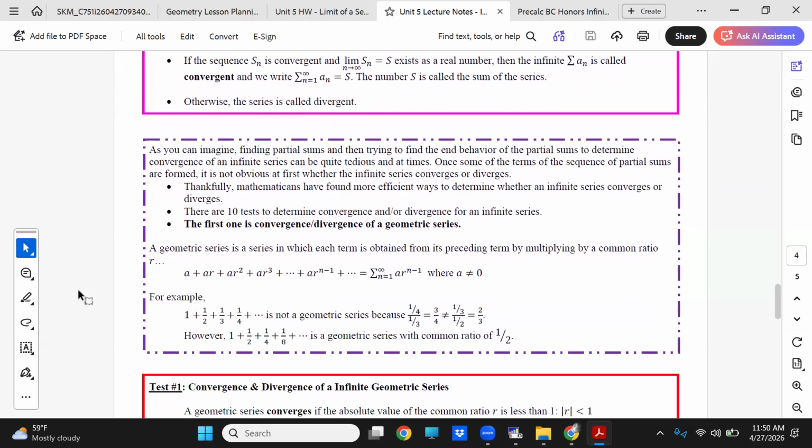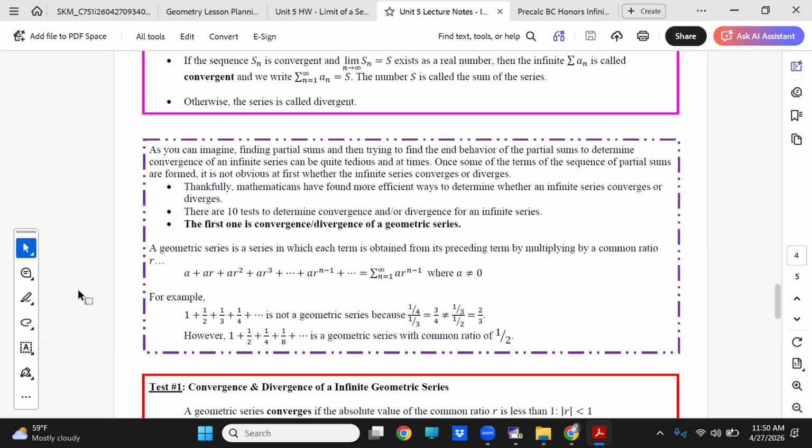Now, as you can imagine, finding partial sums and trying to find the behavior of the partial sums to determine convergence can be quite tedious, right? Once some of the terms of the sequence of partial sums are formed, it's not obvious at first whether the infinite series converges or diverges. So we have more efficient ways.